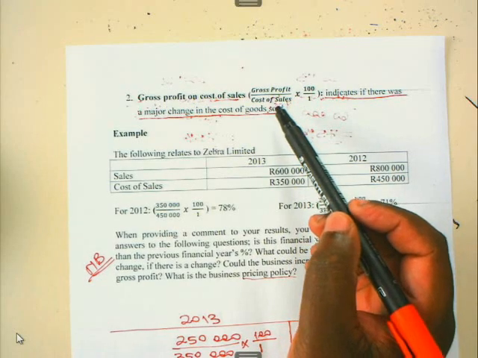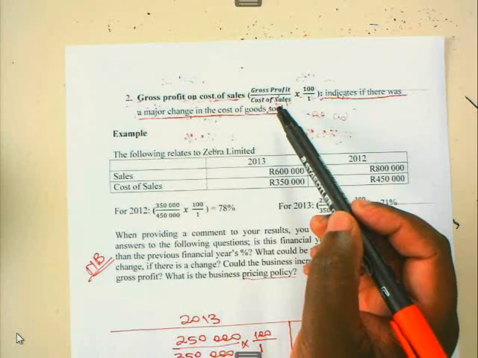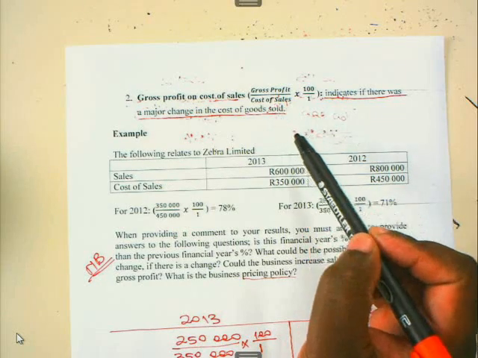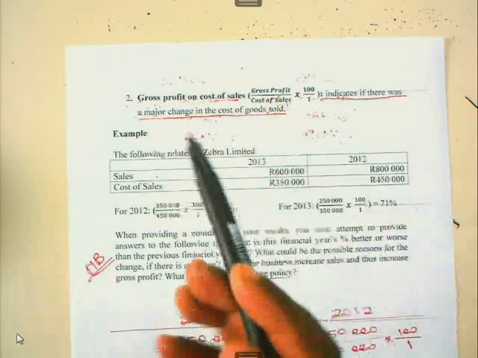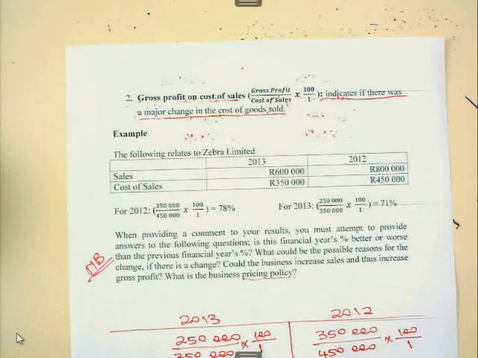Please don't worry if you are asked to determine the profitability. The question will always be clear as to whether it is profitability from the cost of sales or whether it is the profitability on the rand we got from the sales.